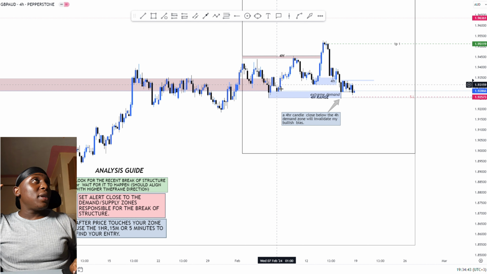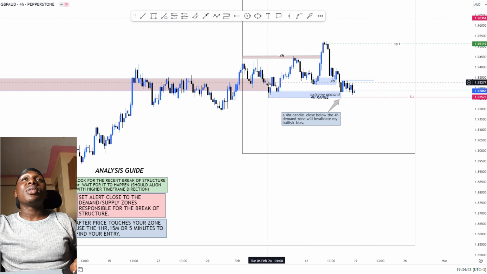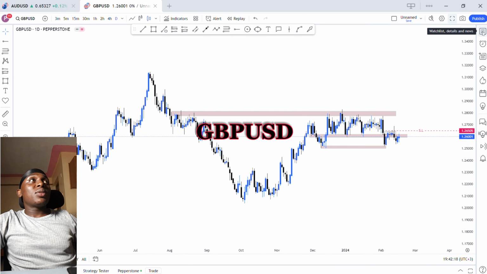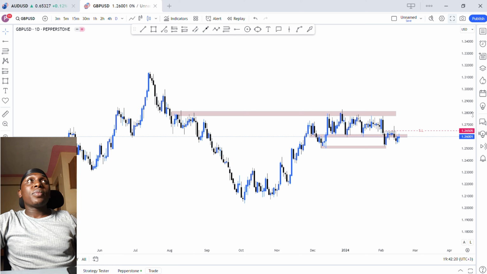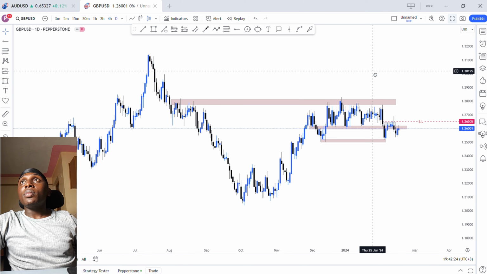But if a 4-hour candle closes below, I'll wait for price to confirm the change in direction. So that's it for GBP Australian dollar. Let's go to the next currency pair. So next we have GBP USD. For GBP USD, we'll start off with our daily time frame.